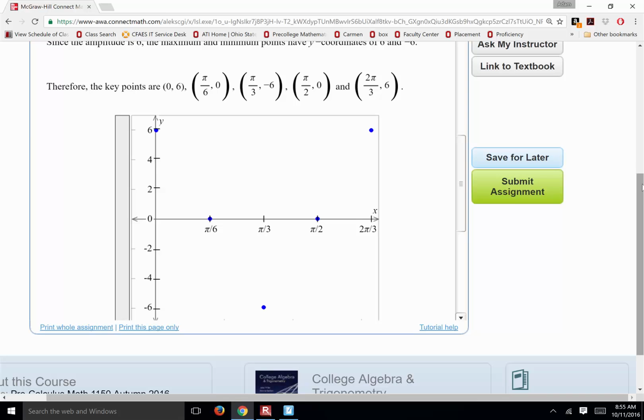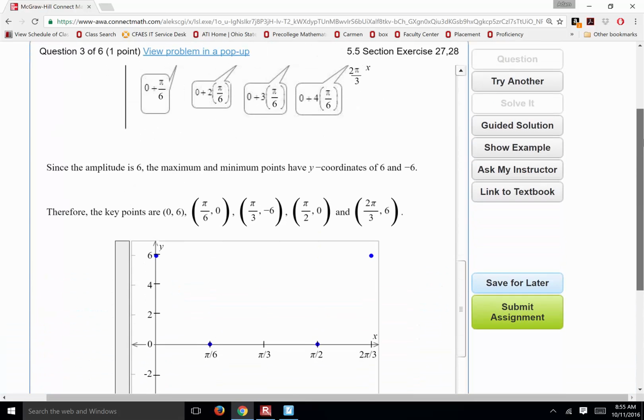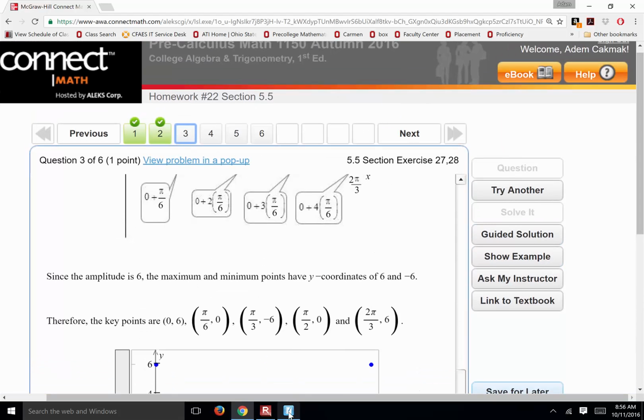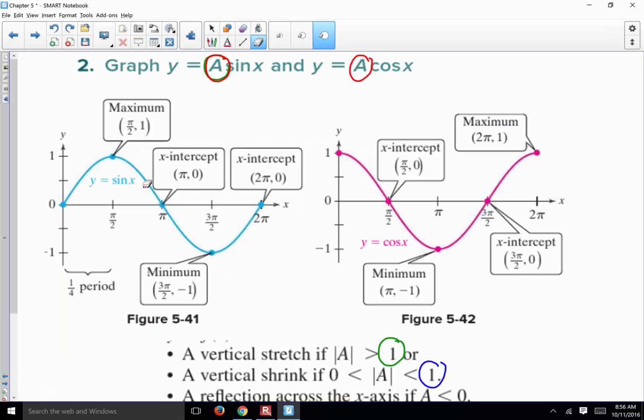Okay. Alright, so this is it. We'll continue this tomorrow. There's still more left. We're going to do phase shifts and also horizontal shifts as well.